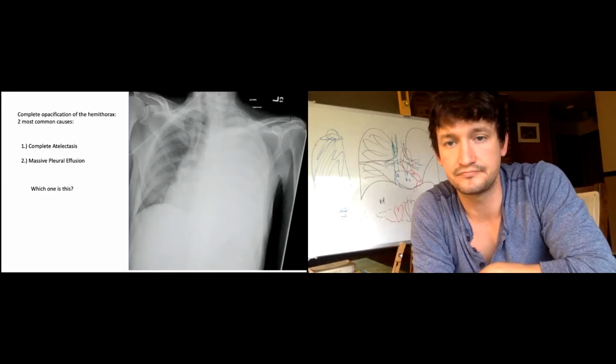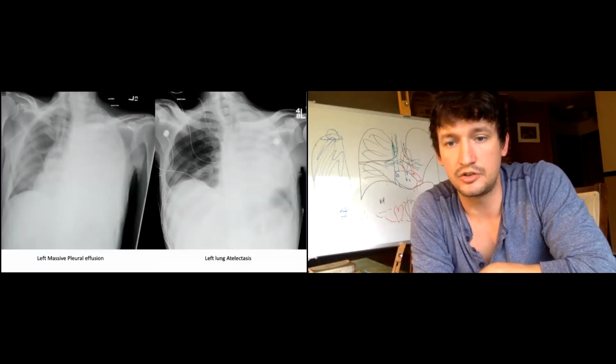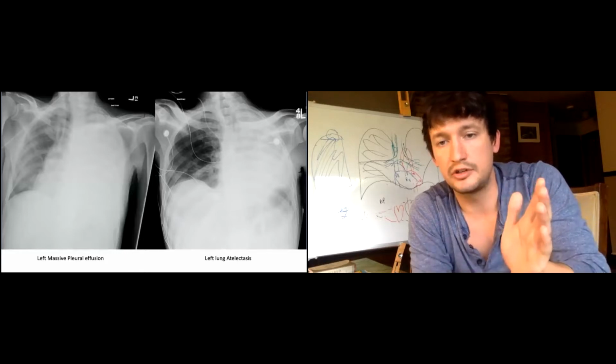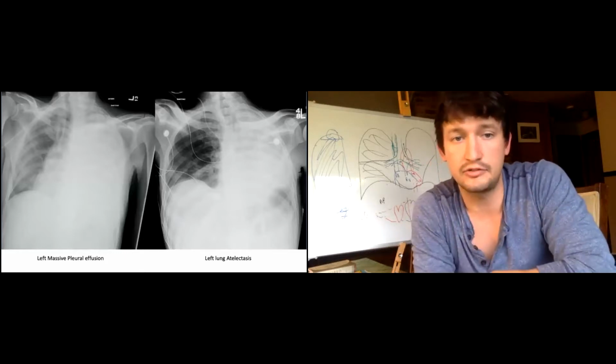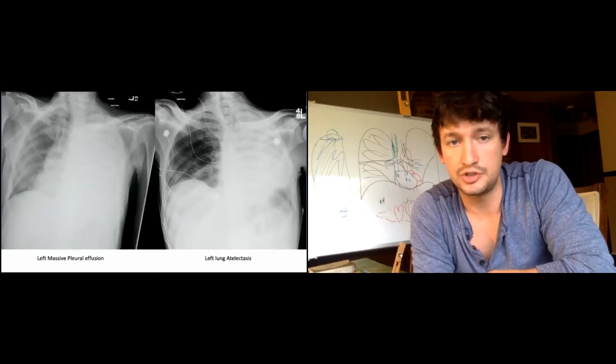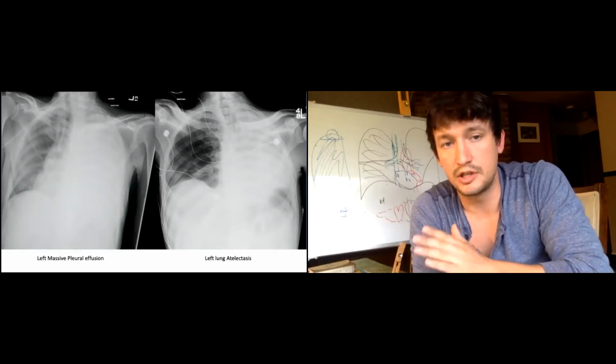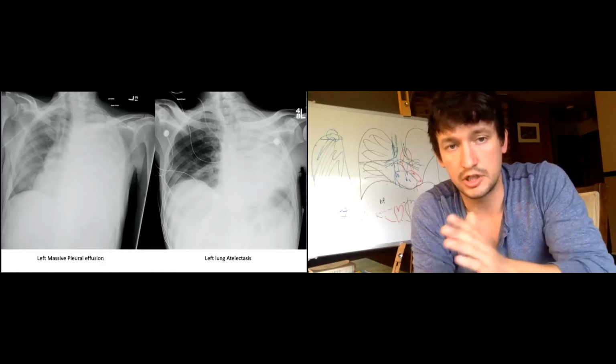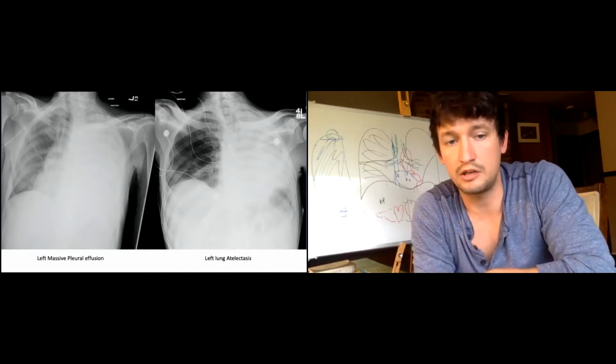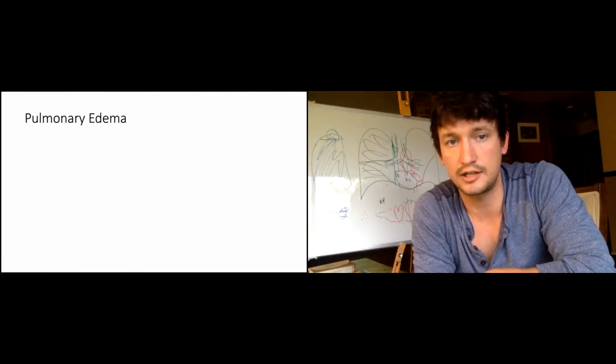Next slide. So here's the difference. You can see the left lung atelectasis, like you guys aptly pointed out, the mediastinum shifted over to the left. And then in the massive pleural effusion, the mediastinum and the trachea are all shifted over away from the consolidation. Perfect. Next slide. Let's talk about pulmonary edema.